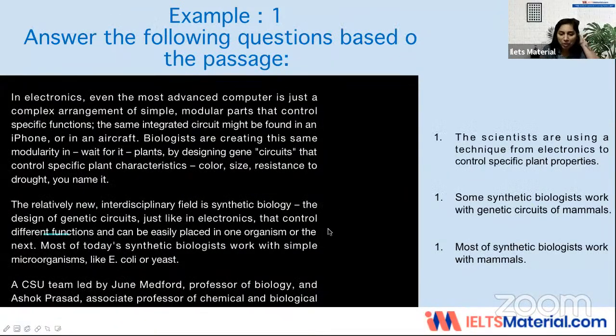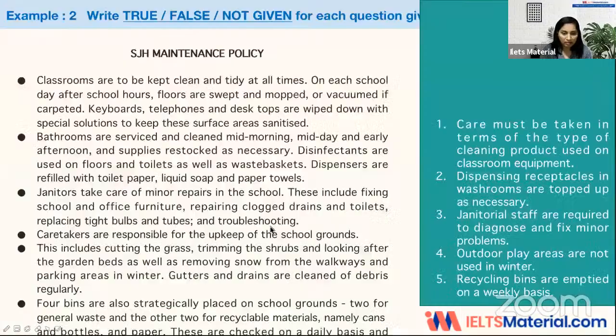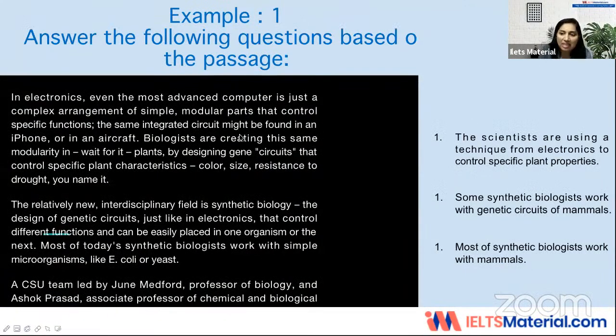Now we have come to the exercise. The exercise is related to the description that is here. So let's go with the first exercise. You have 3 questions. The first says the scientists are using a technique from electronics to control specific plant properties. The second: some synthetic biologists work with genetic circuits of mammals. The third: most synthetic biologists work with mammals.